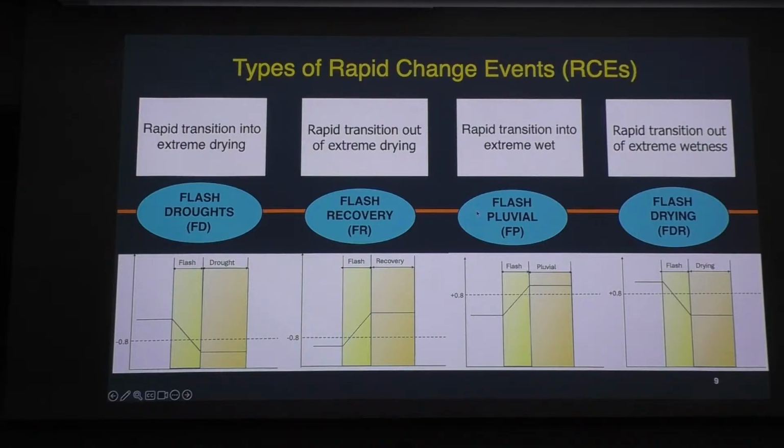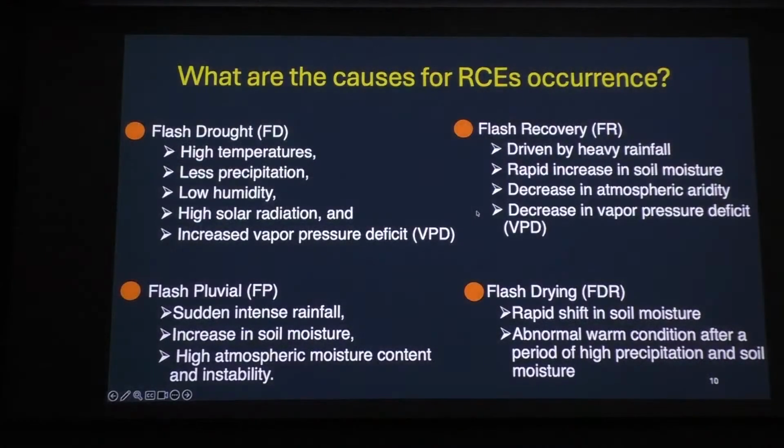And then there is flash recovery, which is a transition out of extreme drying, which is drought. And then there is the transition to wet extreme, which is flash pluvial, and flash drying, where you are coming from the wet state toward the dry state.